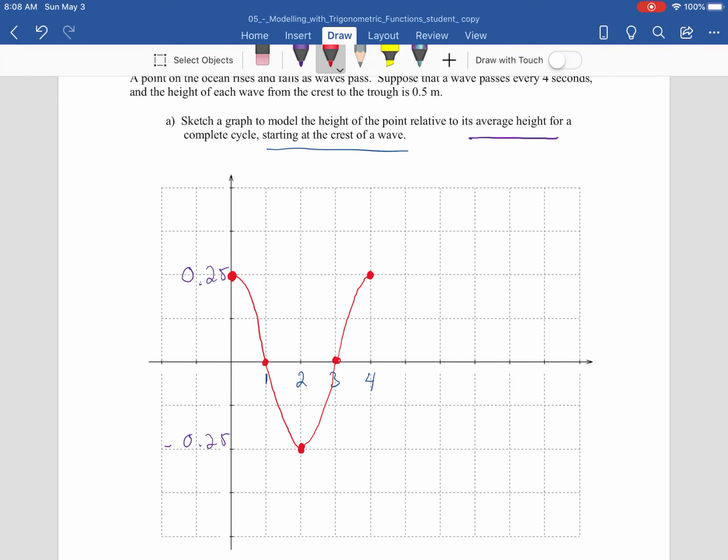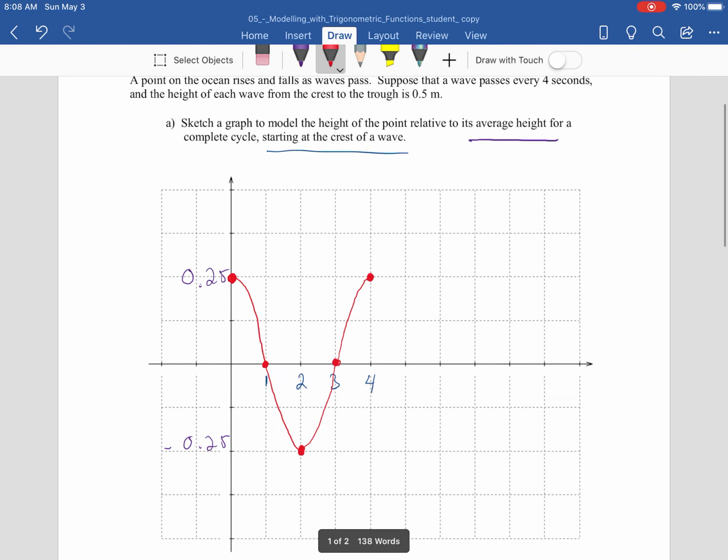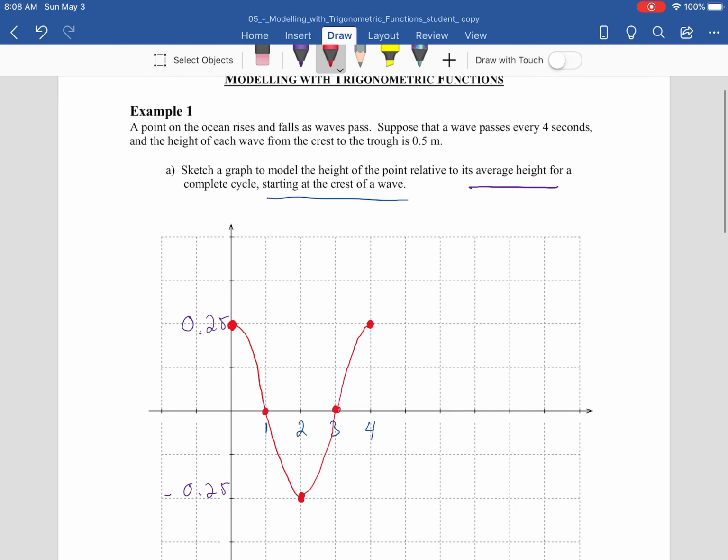Well, let's just see if I've included everything in here. Sketch a graph to model the height of the point relative to its average height for a complete cycle starting at the crest of the wave. Well, you might want some titles on here. I mean, you might say height here.